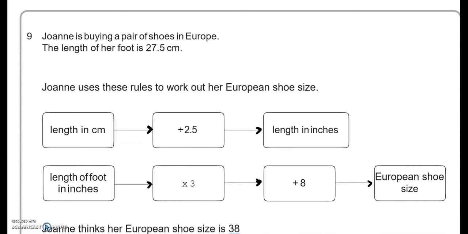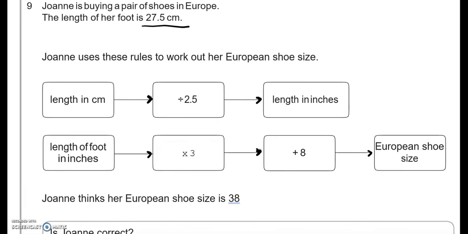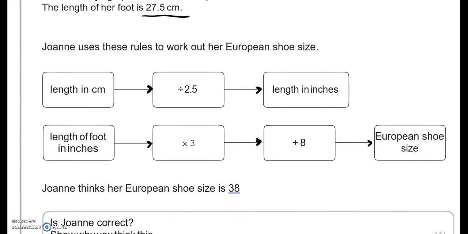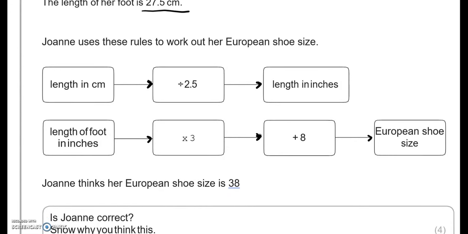Joanne is buying a pair of shoes in Europe. The length of her foot is 27.5 centimeters. Joanne uses these rules to work out her European shoe size. Length in centimeters divided by 2.5 gives us length in inches, and then length of foot in inches times 3, add 8 gives us the European shoe size. Joanne thinks her European shoe size is 38. Is Joanne correct? Show why you think this.